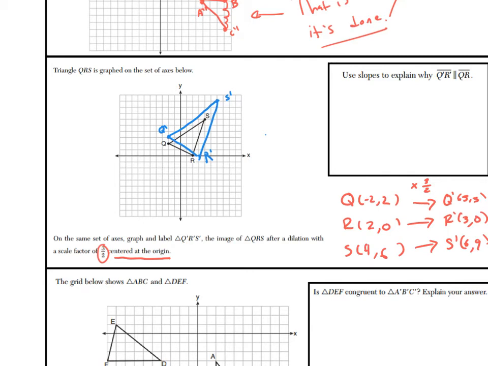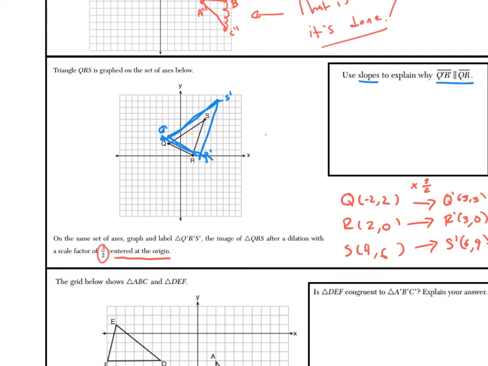Oh my God, this first coordinate's wrong. Hold on. Let me just move this over. I'm so silly sometimes. That's -3, 3. Okay. Now, it says use slopes to explain why Q prime R prime is parallel to QR.